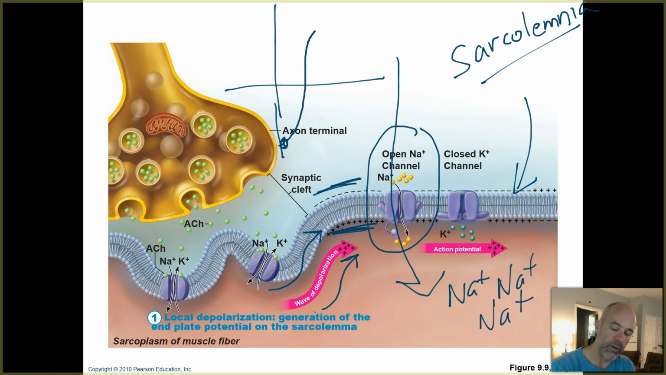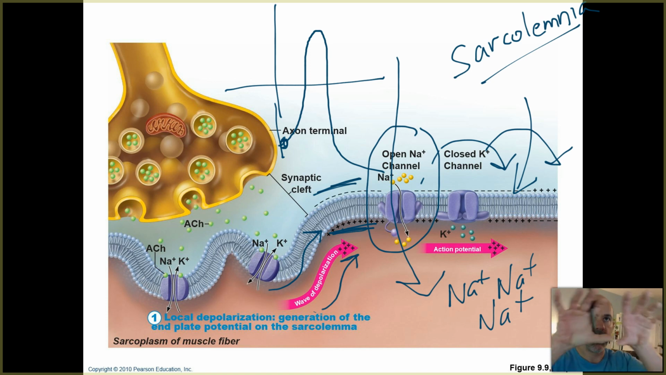You go up to plus 30, and then you reset. So you have an action potential, just like what happened in the motor neuron. And then it's going to spread from one location to the next along the muscle fiber membrane, just like what we saw with the motor neuron. So you've got this muscle fiber, this long cylinder-shaped cell, and this action potential starts to spread in a wave. You have this electrical change that occurs all the way across the membrane there.